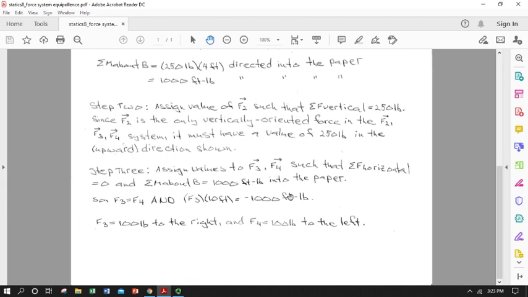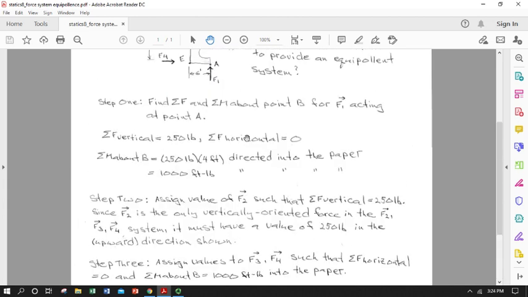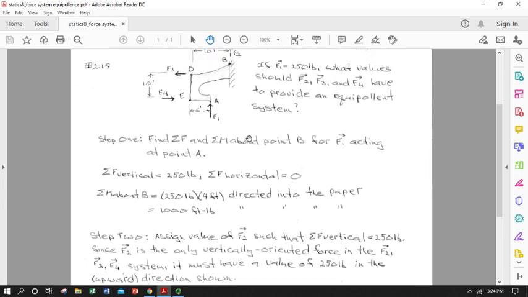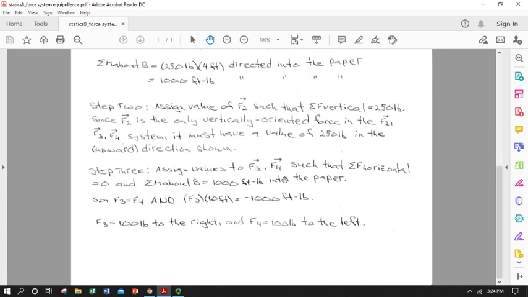We matched moments about the same point. We matched the sum of the forces in the vertical and in the horizontal in both systems, and that gave us enough equations to solve for everything we needed to know. So that is it for a real quick discussion on equipollent systems.